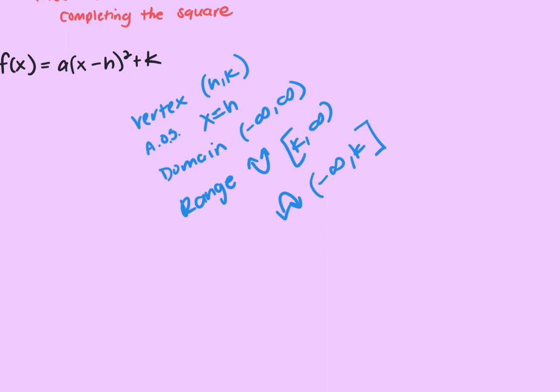And then the max or min, if it opens up, it has a minimum, and that's the k value. If it opens down, it has a maximum, also the k value.